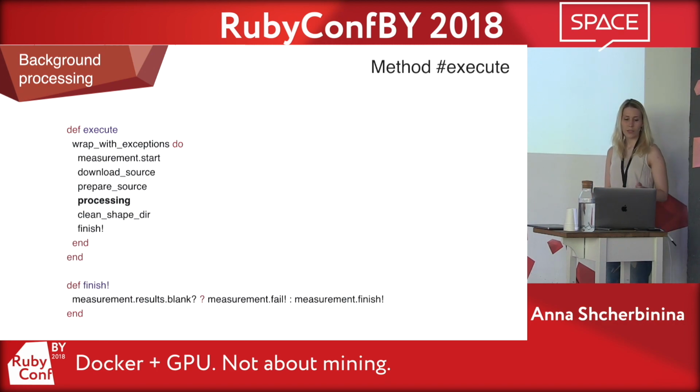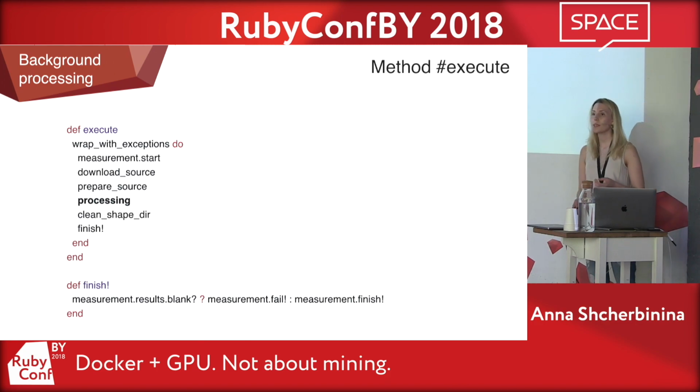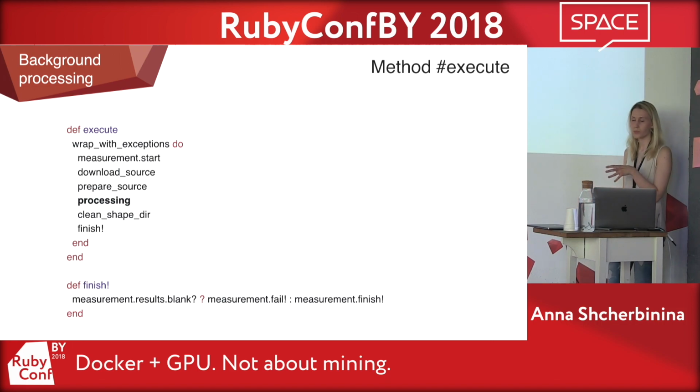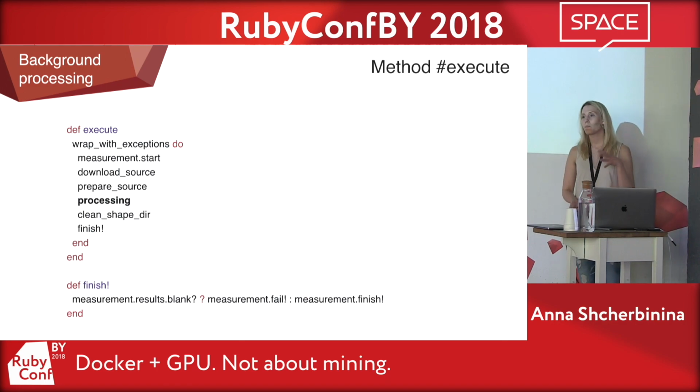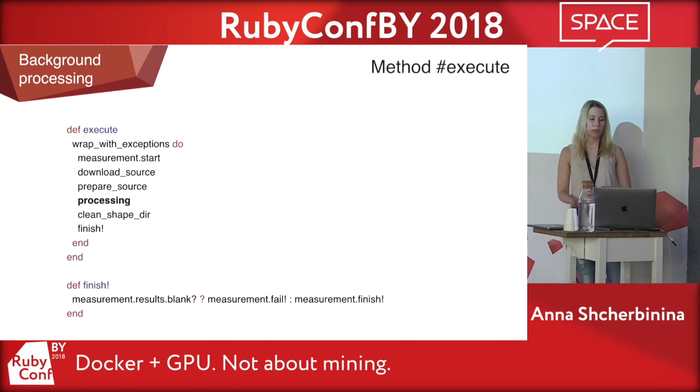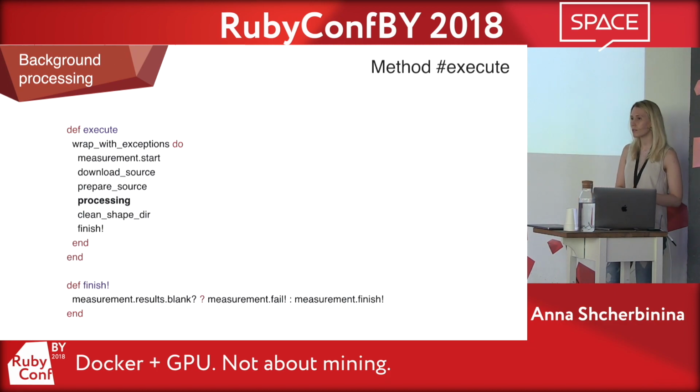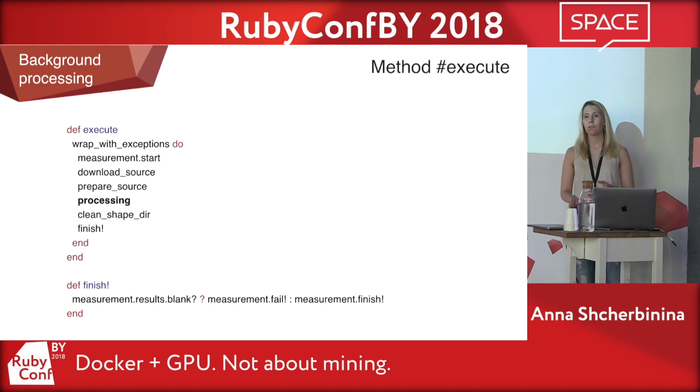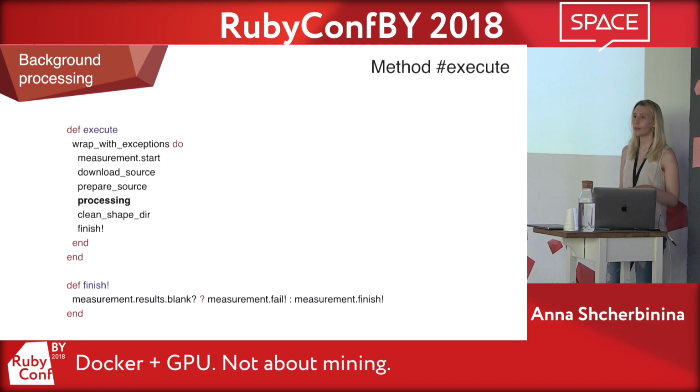Okay. The body measurement starts its processing. It downloads the data. It verifies the downloaded archive. It extracts data and finds the source model to pass it to the processing container. Then the processing happens. And then we clean some of our directories and execute the finish method. The finish method consists of checking for the results, because we are treating the processing container as an external DSL. And then when we check that results are here, we update the state of processing.